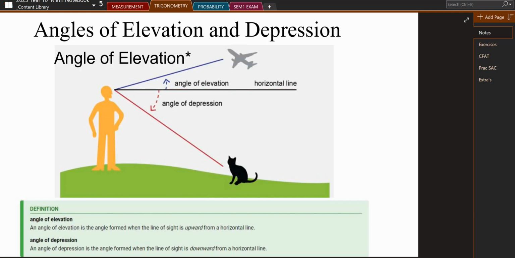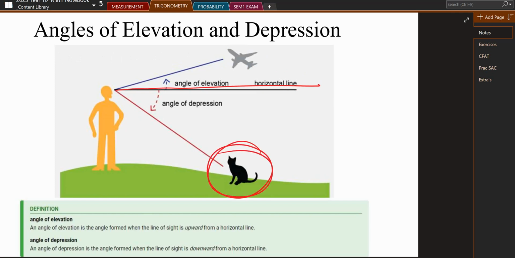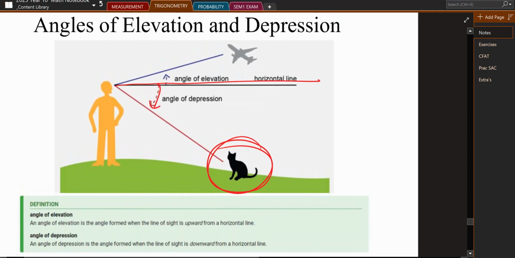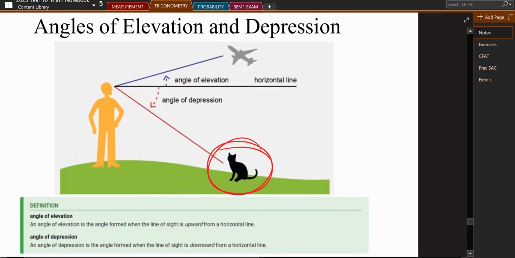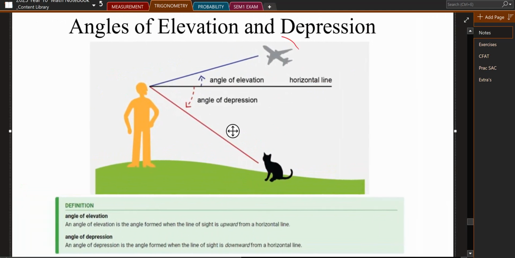Now the same goes for the opposite. If you have your horizontal line and you're looking at something below that horizontal, it creates an angle of depression. So just keep that in mind: your horizontal line is your reference point. If you're looking at anything above the line, it creates an angle of elevation. If you're looking at anything below the horizontal, it creates an angle of depression.